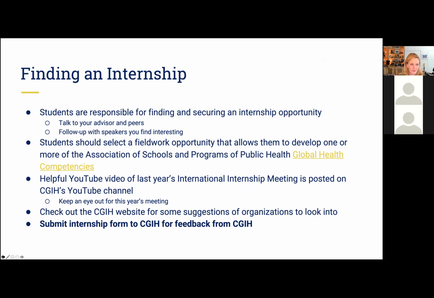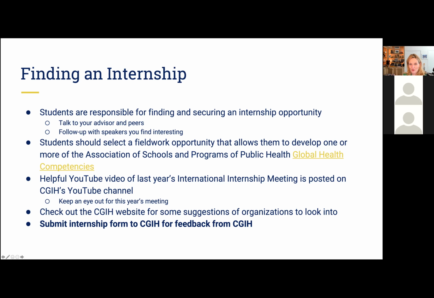Let's see, here we go, finding an internship. So internships: students are responsible for finding and securing their own internship opportunities. And you should really be talking to your advisor, your peers, the person responsible in your department for practice will be very helpful. We also suggest if you are in a class or in a seminar where you have a speaker that is interesting or doing things that you're interested in doing, you shouldn't be shy. Ask if there's an internship opportunity.